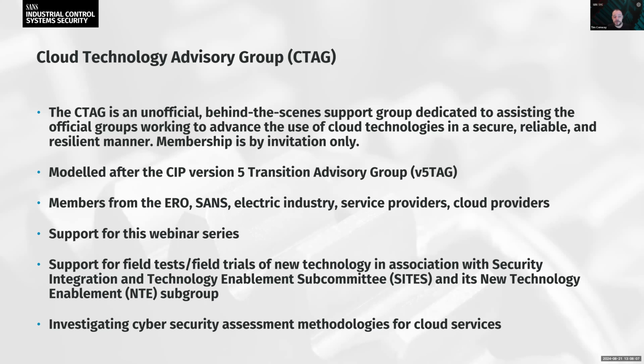This is modeled after the version 5 transition team. There are members from NERC, from the regions, from SANS, from the electric industry, service providers, and others. They are all here to support this effort. It is a 6-webinar series, and I have a feeling, based on questions we received, there will be more to come. Again, there is a group that exists, and we are doing what we can, from members of CTAG, to help support any of the groups or drafting teams that are working really hard on this effort of NERC CIP and cloud.